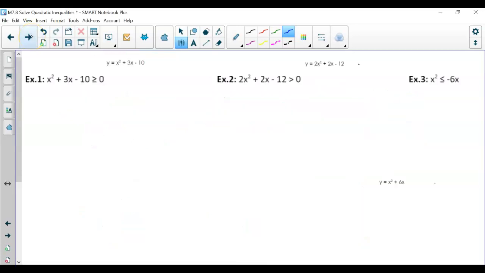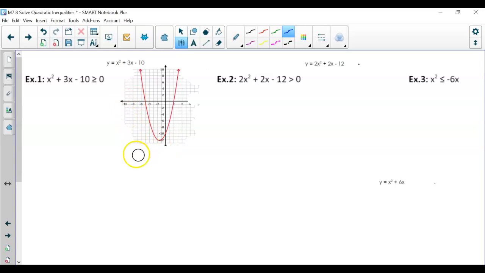So here, let's just focus on graphing in Desmos. Go ahead and pause the video and graph x squared plus 3x minus 10 in Desmos. And so here, you should have this graph. You should see that your graph is crossing at 2 and negative 5. So these are the solutions, 2 and negative 5.